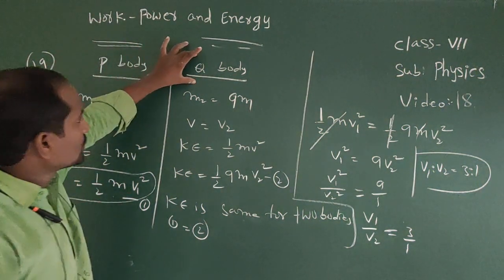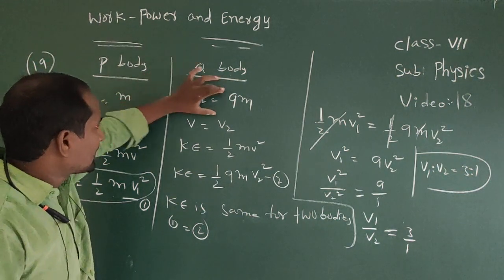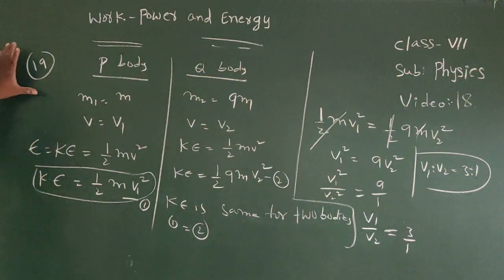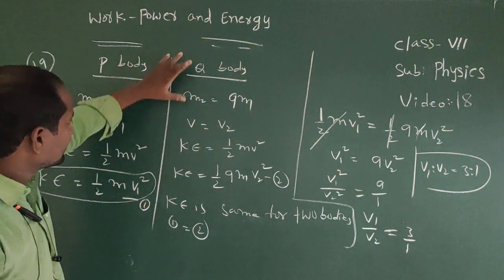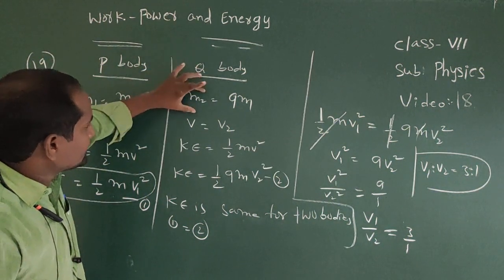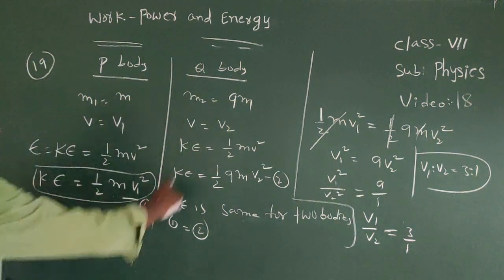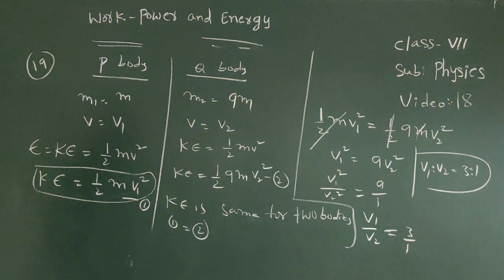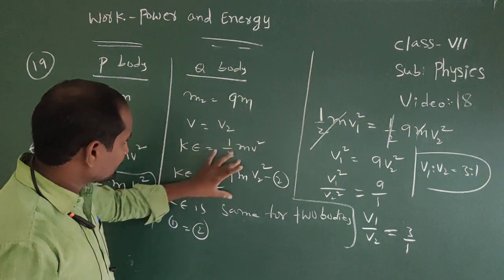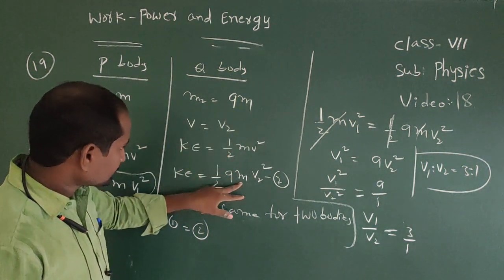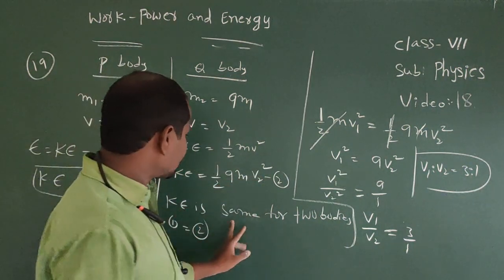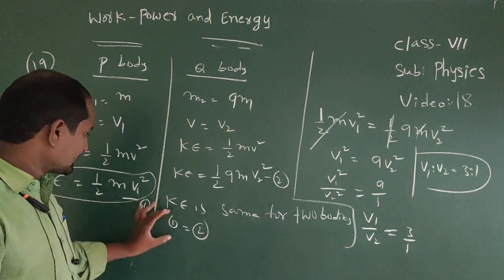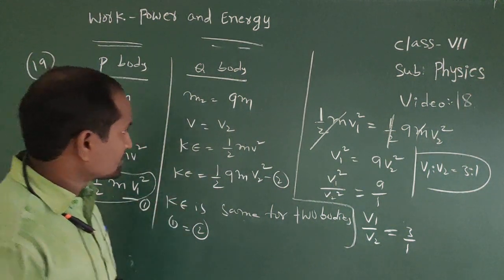Now the second body, the Q body, has mass equal to 9m. Compared to P, how many times? 9 times. That's why the mass of the Q body, M2, equal to 9m. So V equal to V2. Therefore kinetic energy K equal to half into 9m into V2 square. So K remains the same for the two bodies. That means equation number 1 equal to equation number 2, both are equal.